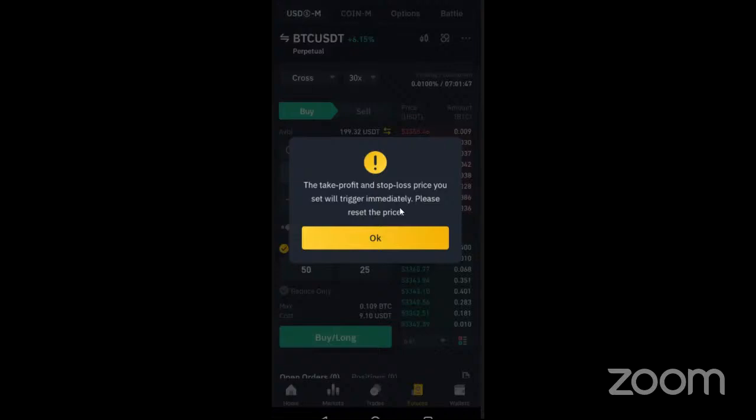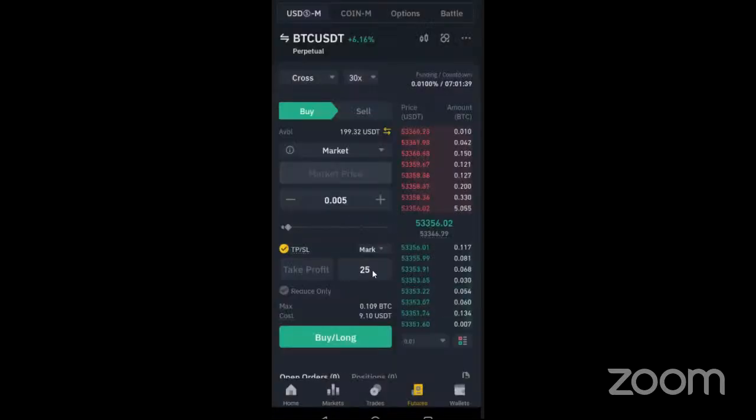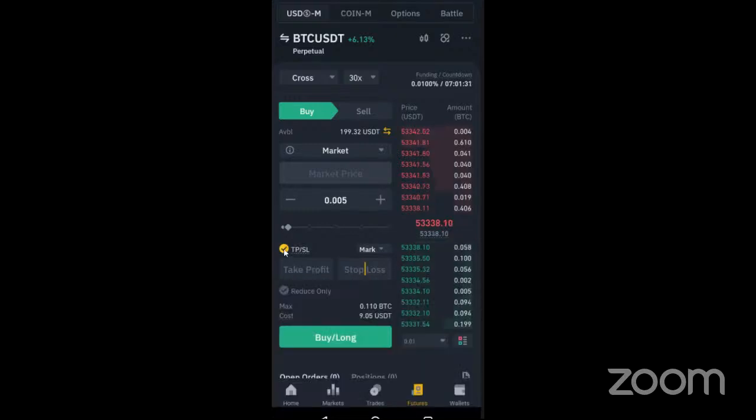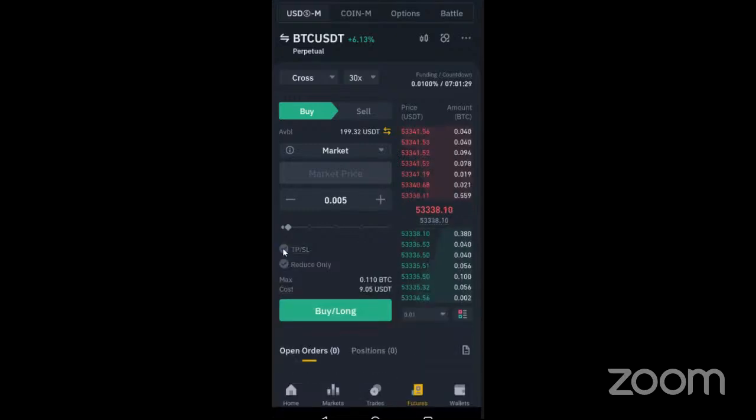So you say the take profits will be triggered immediately. Please reset the price. The take profit, and okay, what happened is this. Remember, I was using this to explain when we were still on the Ethereum Classic page, and so that's why it was telling me to confirm if I still want to use that same feature.